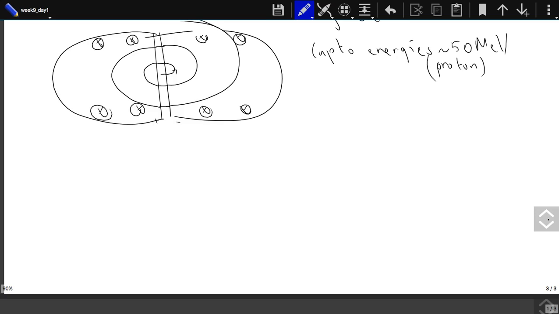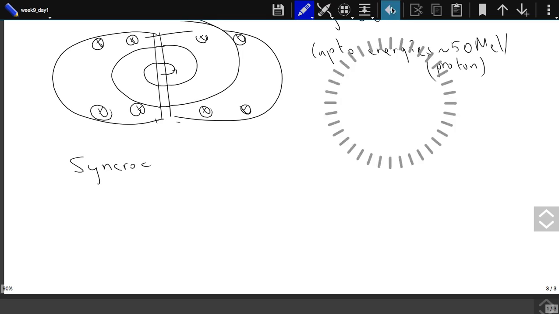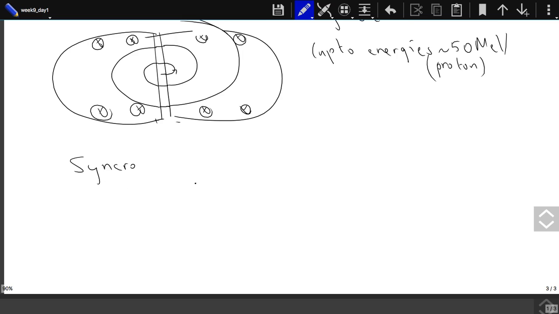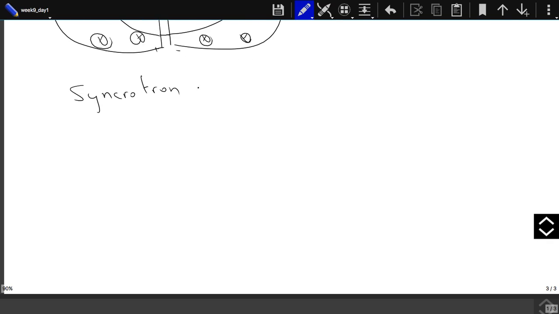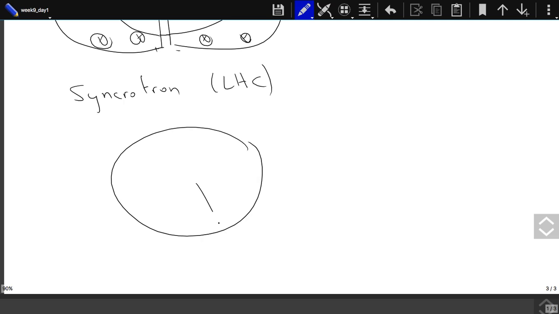So for such systems, if you want to go even at energies higher than this, what we create is what's called the synchrotron. It basically adjusts the magnetic field. The magnetic field will not be constant. So what we do, for example, in LHC, the ring is already fixed. LHC is a synchrotron. The radius is already fixed.